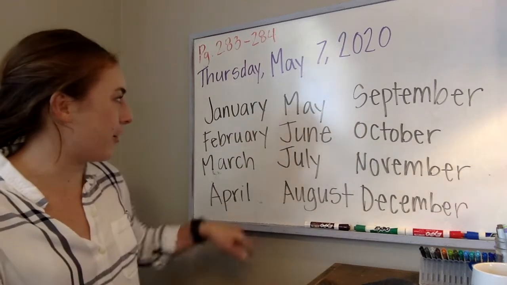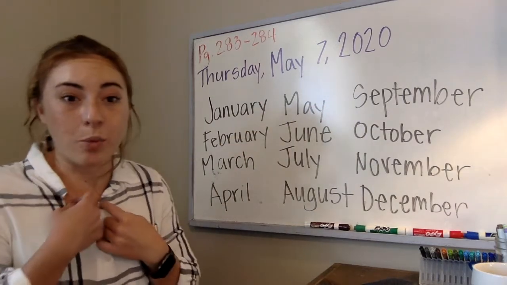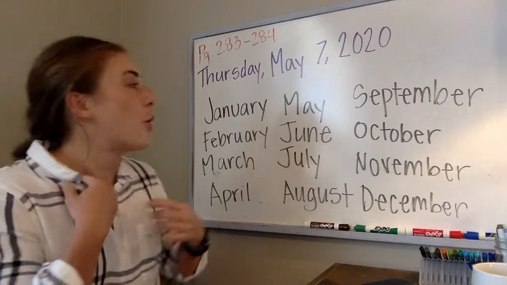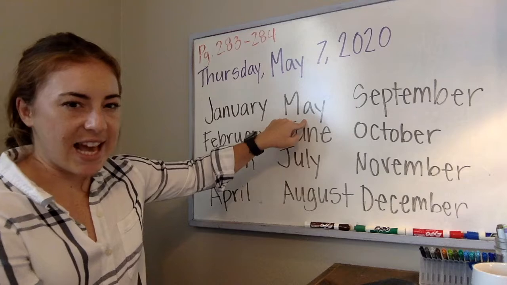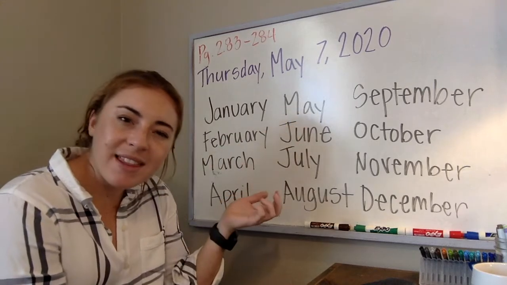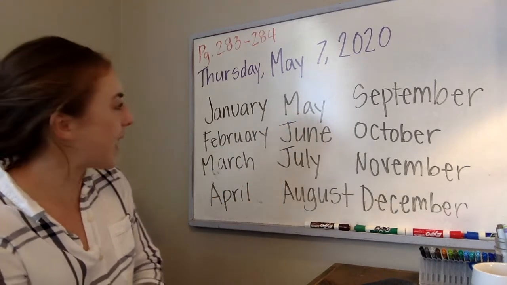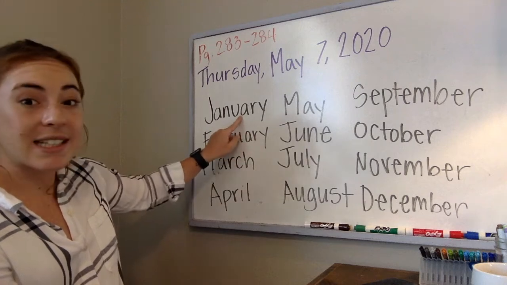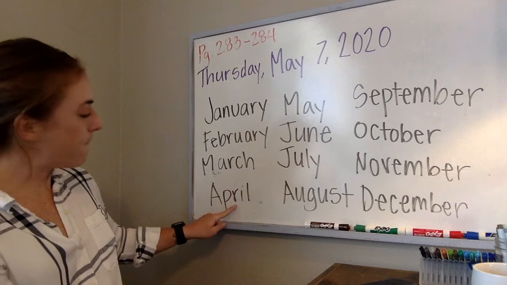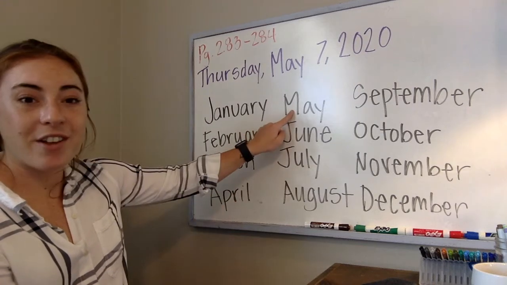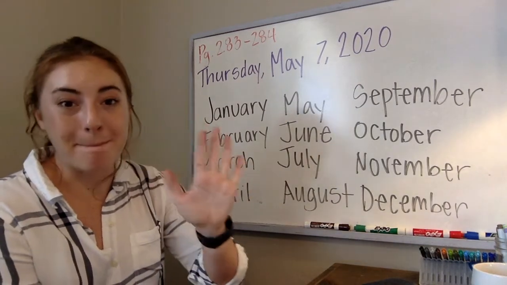12. We counted 12. Now we are in which month right now? We're in May. Which month is that? Is that the first month? Is that the second month? Let's count and see. First, second, third, fourth, fifth. We are in the 5th month.